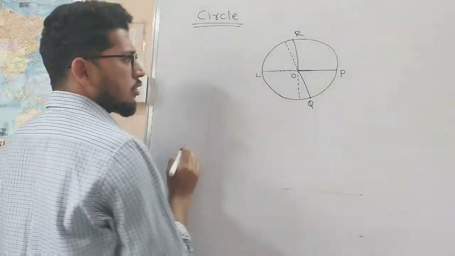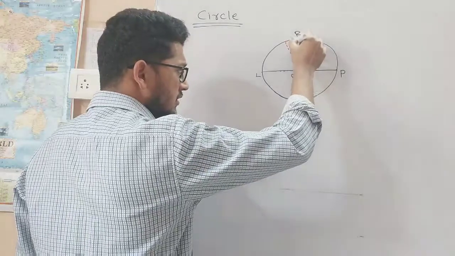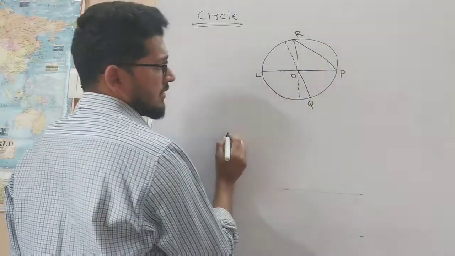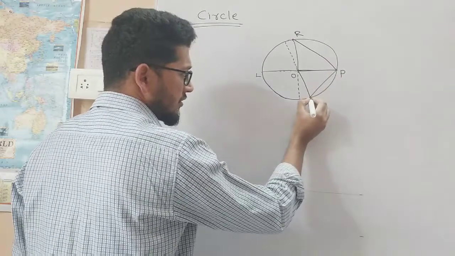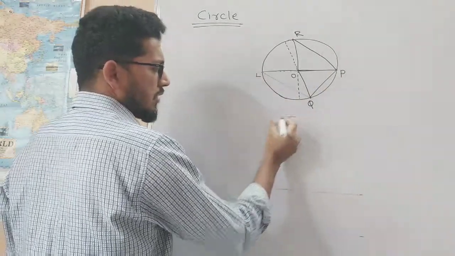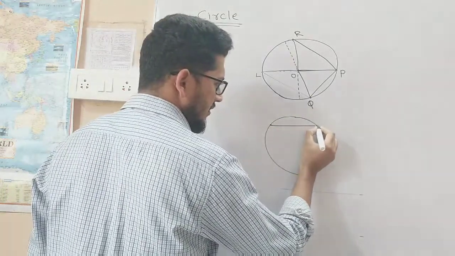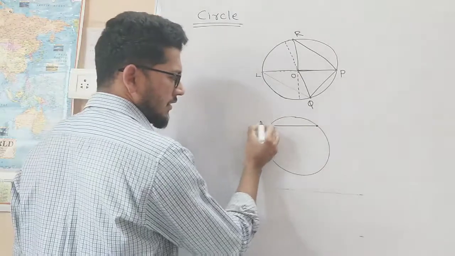And what are chords? A chord is nothing but the segment from one point of the circle to another point of the circle. RP is a chord, PQ is a chord, LQ is a chord. Suppose in a circle, the chord is nothing but the segment joining the end points on the circle. This is a chord. AB is a chord.